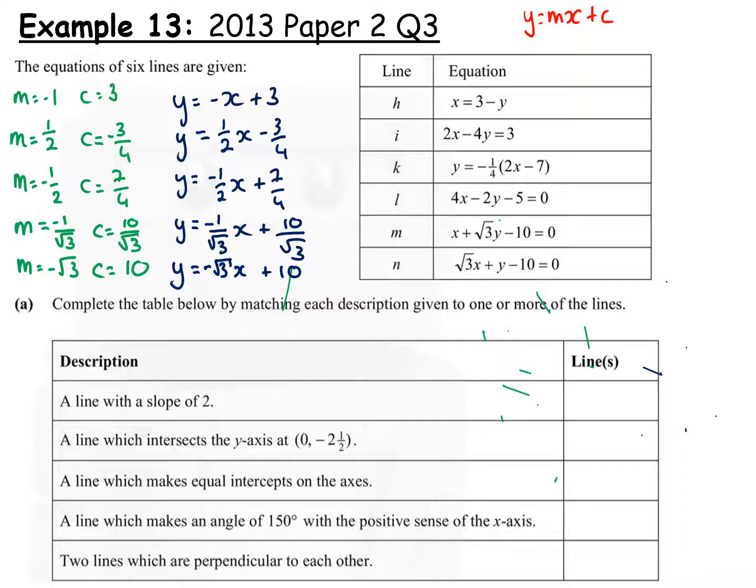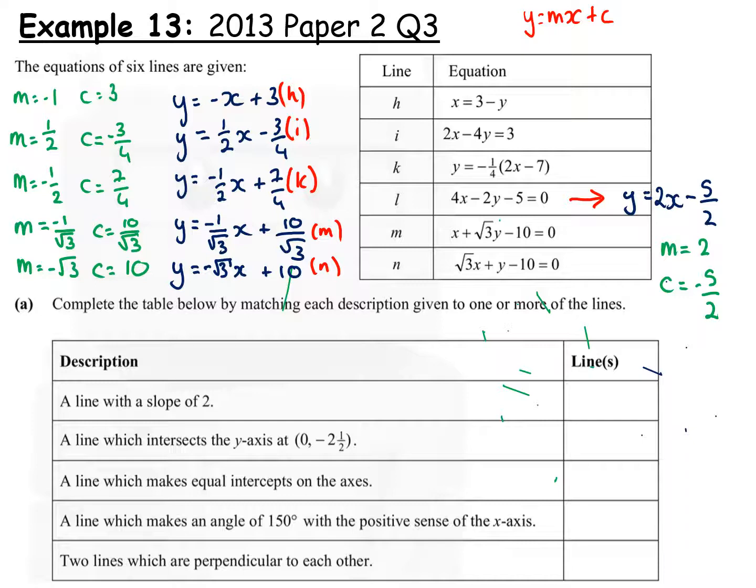So I've actually managed to lose one of these. So this is H, this is I, this is K, so actually I need to do L, so I'll move L over here. This is M and this is N. So L then in this case, y equals 2x minus 5 over 2, which gave us m equals 2 and c equals minus 5 over 2. Okay, so yeah, be careful. It'd be very easy to lose one.